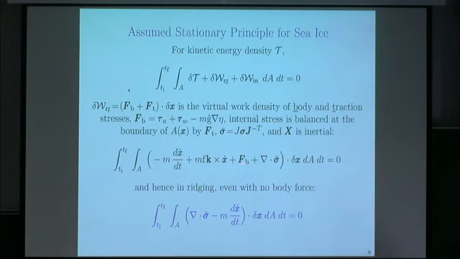Here's our body force, and we've taken x here as inertial. This is our reference frame, and so we can pop out Coriolis force. We can distill all of that. Let's just throw all of those body forces away, because all we're really interested in is ridging, which is just these terms here. And so this is our currently assumed stationary principle for sea ice ridging. Now we probably don't know we're doing it, but we are.